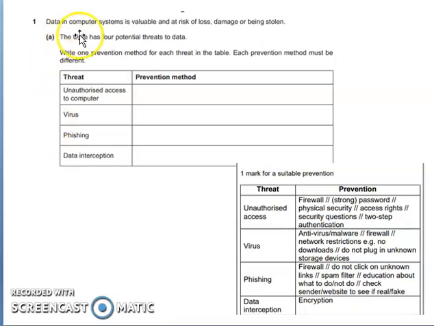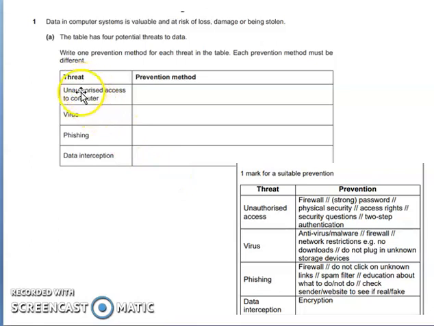In question number 1, the question says that there are many threats to the computer system which are external, due to loss, damage, being stolen, or various other reasons. Then it puts up a table in which there are threats to the data. We have to tell, for each of the threats, what the prevention method will be. For each prevention method that you write, you will get 1 mark.